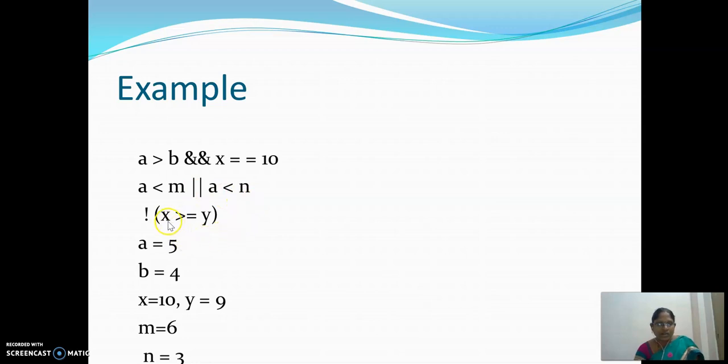What is x here? 10. 10 greater than or equal to 9. Yes, it is true. So not of true is false.